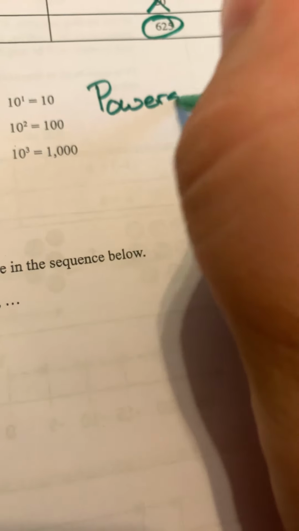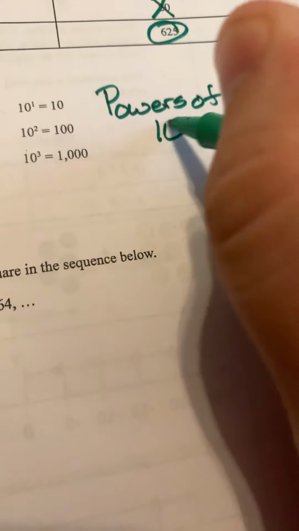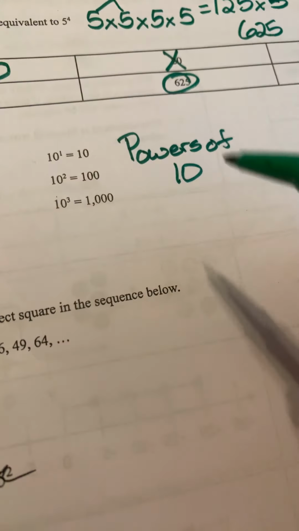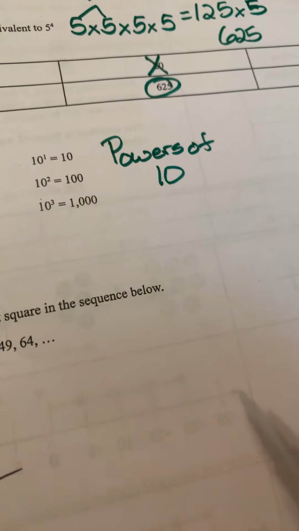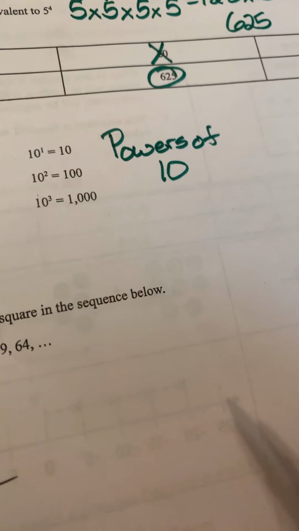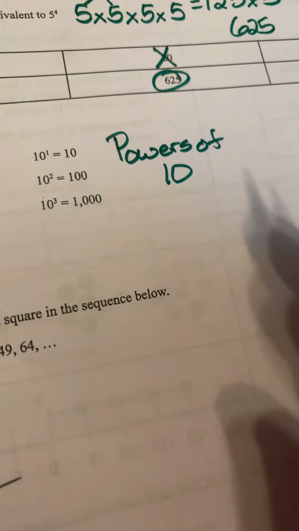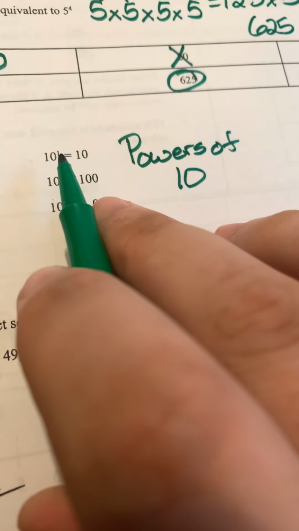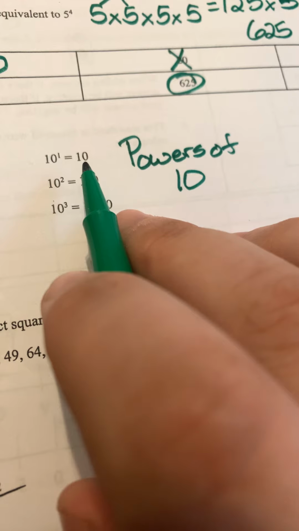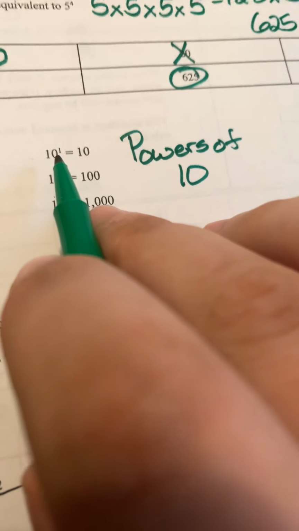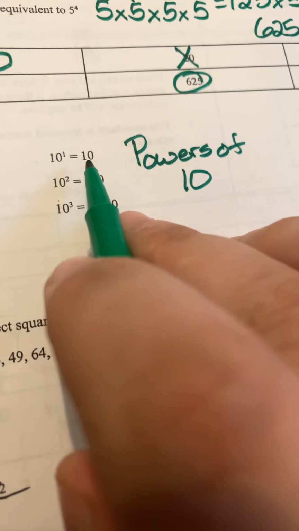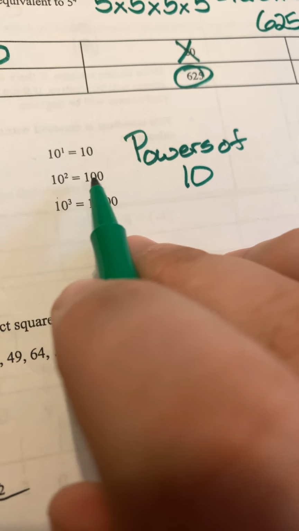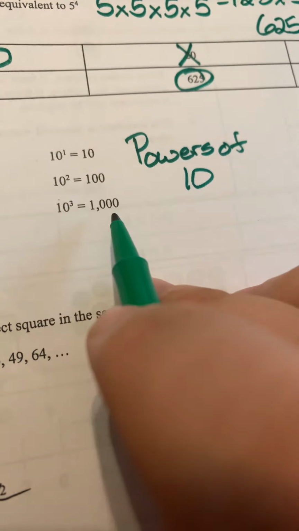This is what's called the powers of 10. Where I'm just going to multiply it by 10 every single time. Now, like what we talked about before, the exponent is going to tell you how many zeros you should have behind the 1. So if you look right here, 10 to the first power is just 10, 1 zero. 10 to the second power is 100, 2 zeros. 10 to the third, 3 zeros.